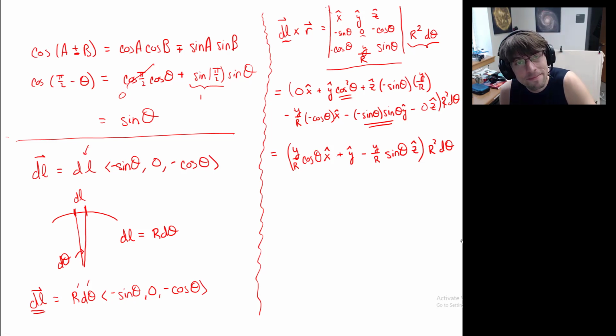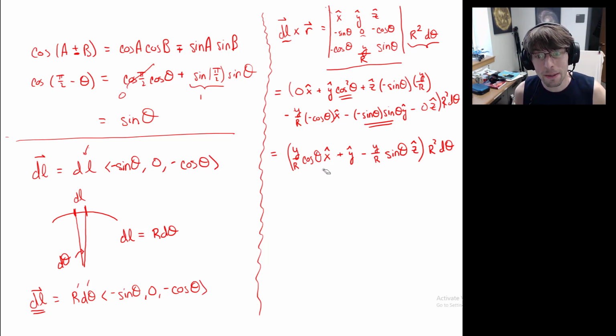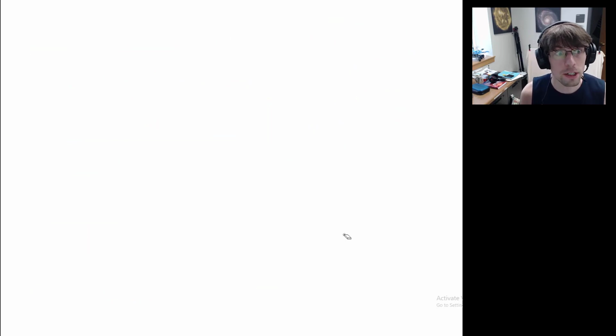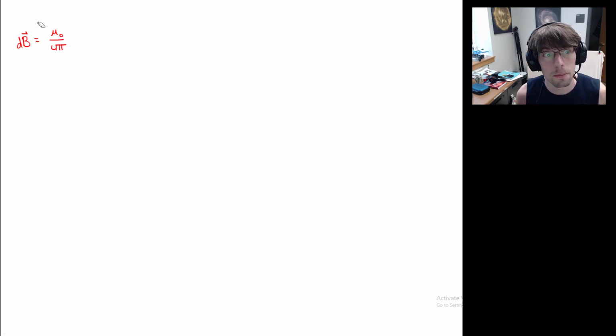Oh, bummer. Right, bummer. I've got 3 components now. I've got an x hat, a y hat, a z hat. So when I want to go to the law of Biot-Savart, we're not quite done yet. We're getting there. I have to do 3 integrations now.